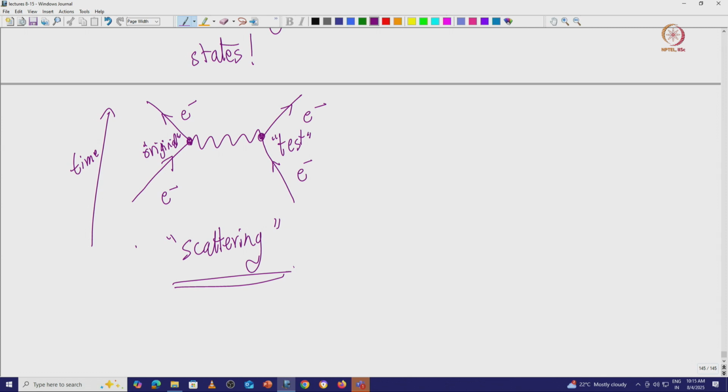Now, this is expressed in something called a Feynman diagram. What we have written right now is nothing but a Feynman diagram in relativistic field theory. This is a typical process which happens in relativistic quantum mechanics or relativistic quantum field theories.